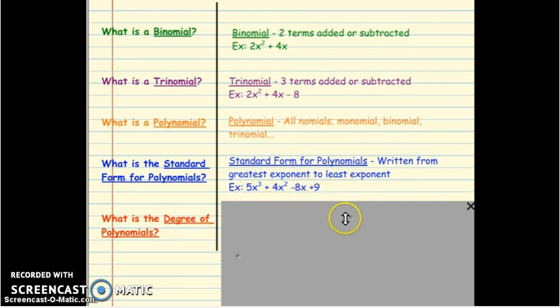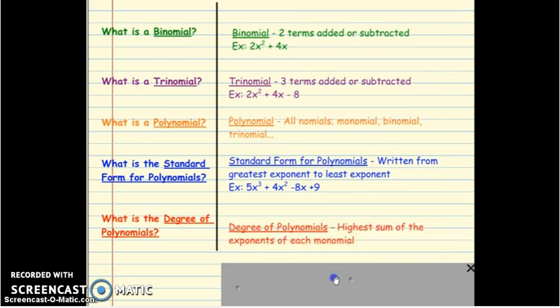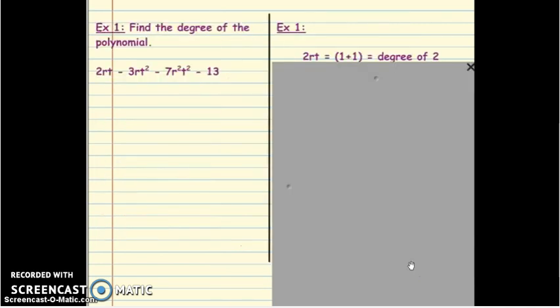Second thing we're going to talk about is the degree of polynomials. And the degree is the highest sum of the exponents of each monomial. And I'll show you that in an example here next. Alright, so find the degree of this polynomial. 2rt minus 3rt squared minus 7r squared t squared minus 13.